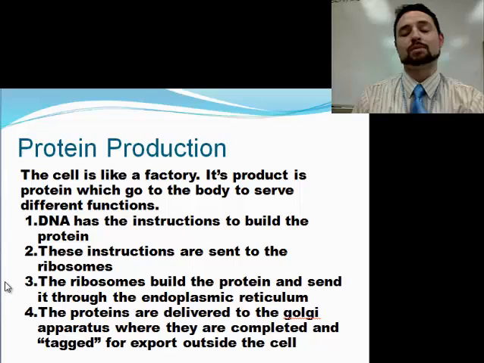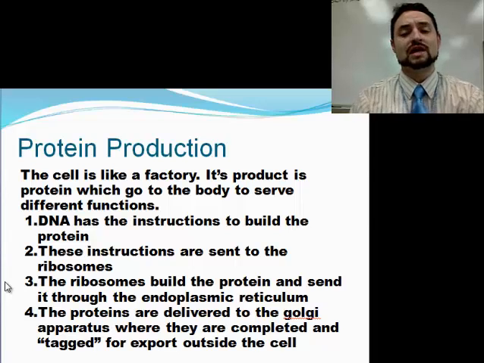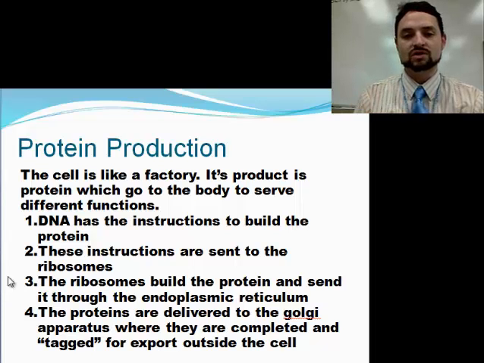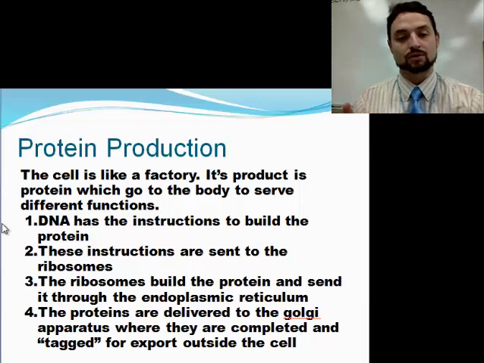The main job of the animal cell, plant cell, really any eukaryotic cell, you could say the main job is to produce proteins. That's what it does on a regular basis if you had to give it a title. And the proteins that it produces is dependent upon the DNA. So the cell is like a factory. Its product is protein, which go to the body and serve different functions. The DNA has instructions to build the protein.